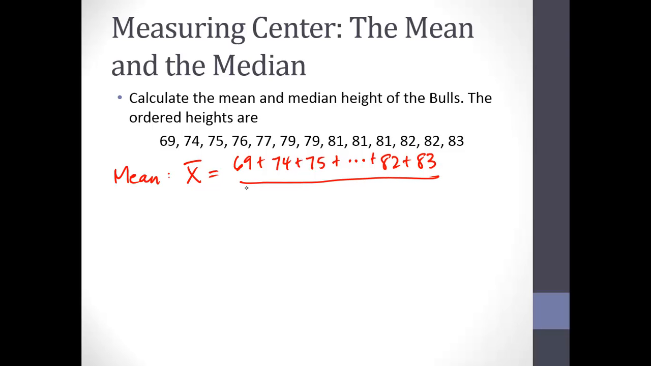And then we want to divide by the total number of observations that we have, which here, if you double check and count, is going to be 13. So if you take out your calculator and punch all these numbers in, this is 1019 divided by 13, or 78.4 inches. So that is the mean, that is the average height for this basketball team, 78.4 inches.